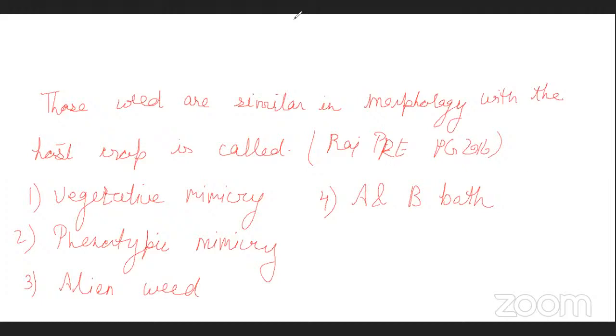No one has given the answer to this question. Why? Okay, one has given. Yeah, it's correct. The answer is the fourth one, because if weeds are similar in morphology with the crop, then it is known as vegetative, and the second name is also phenotypic. So over here both options are given, so A and B will be the correct answer.